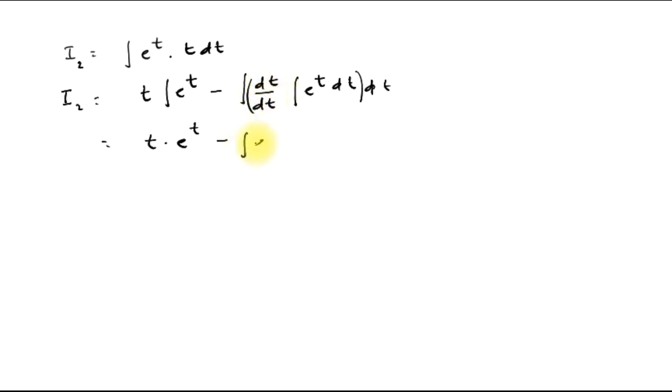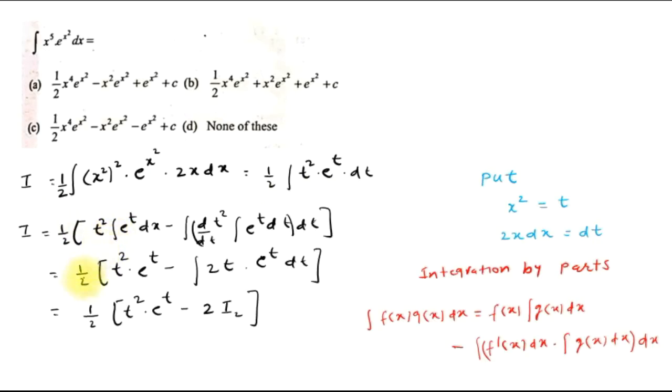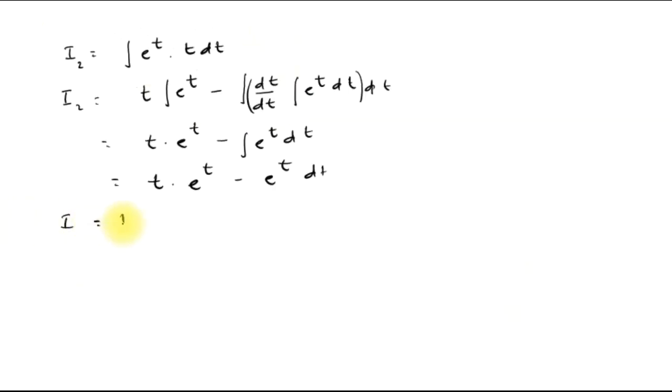Now this I2 is equal to t into e to the power t minus e to the power t. So I can be written as, from I is equal to half t square into e to the power t minus 2 I2.